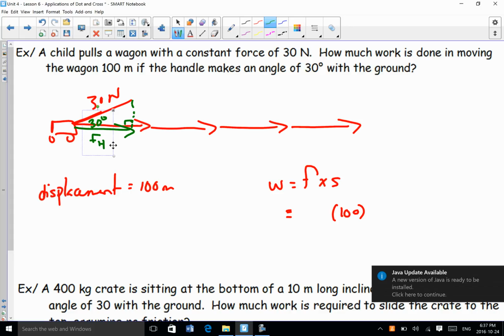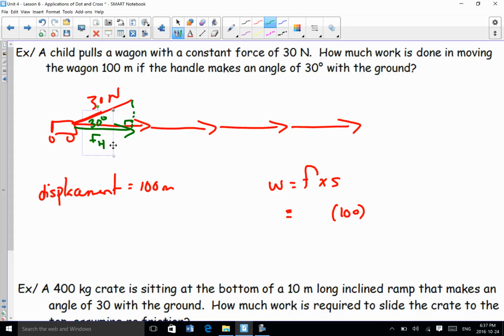To calculate that, I can use SOHCAHTOA. In particular, the horizontal force would be my adjacent. The 30 newtons the child's pulling with is your hypotenuse, so we can use cos. So the cos of 30 equals our horizontal force over the 30 newtons. If we cross multiply that, we get F_H equals 30 cos 30. And if we put that into our calculator, we end up with 26 newtons. That's how much force is actually moving the wagon in the horizontal direction.